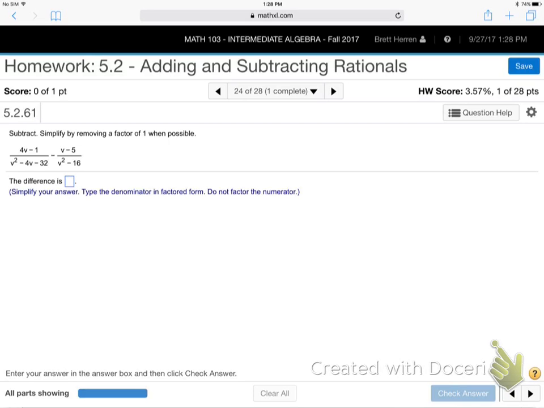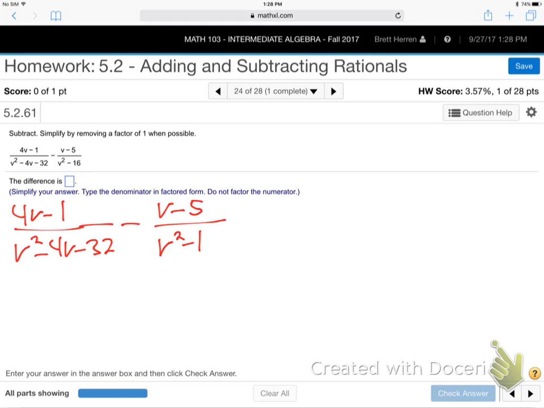So what do we got? Let me do it over here. So 4v minus 1 over v squared minus 4v minus 32 minus v minus 5 over v squared minus 16. So we got a minus in the middle.